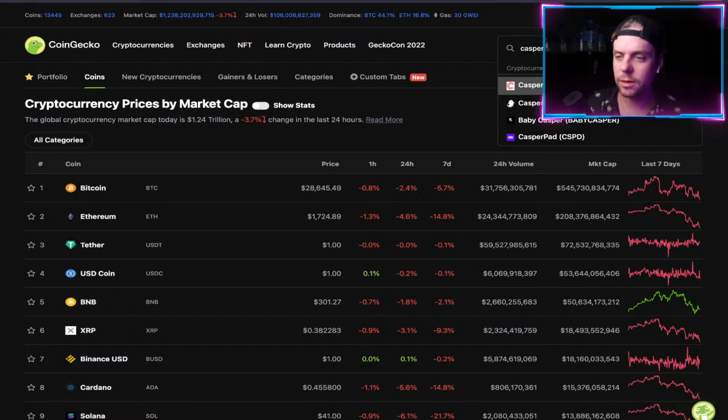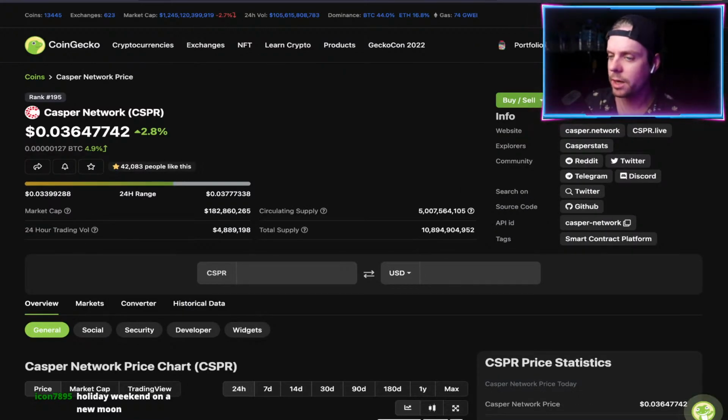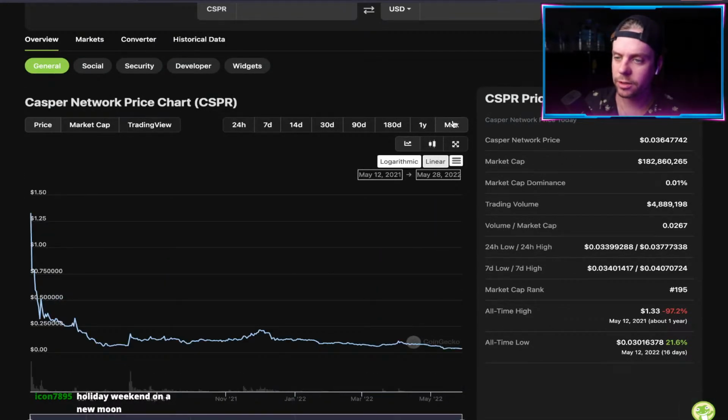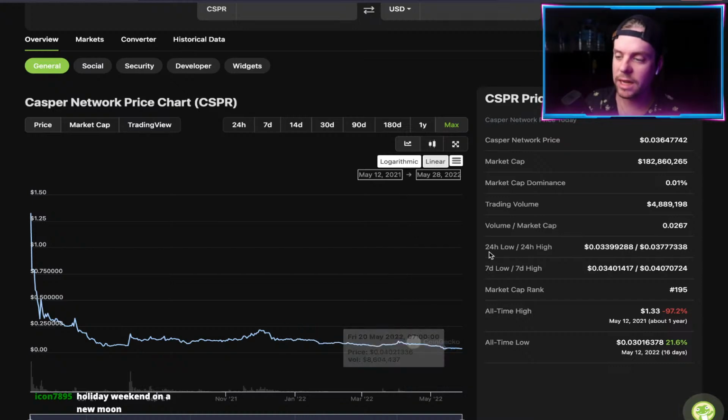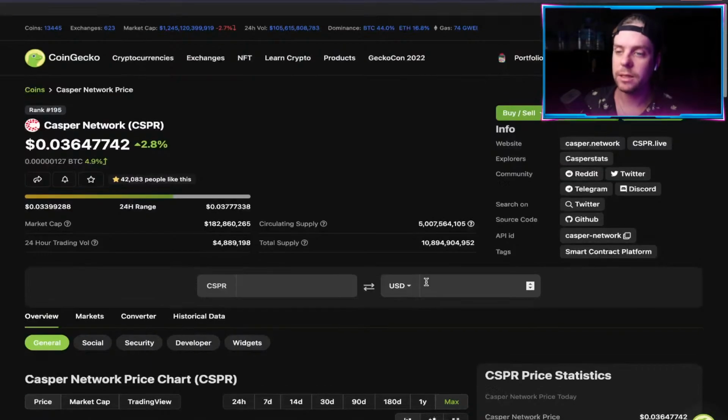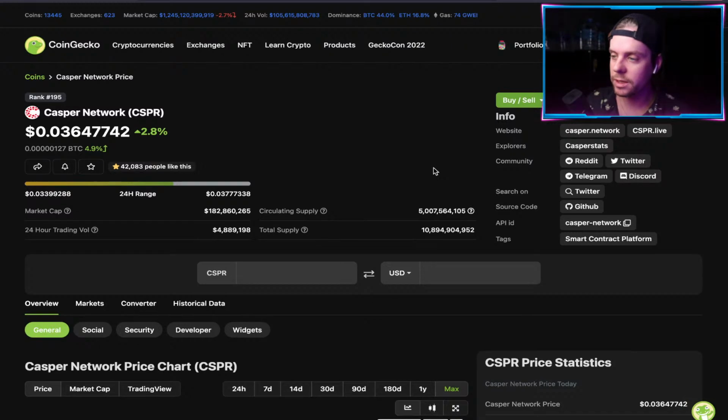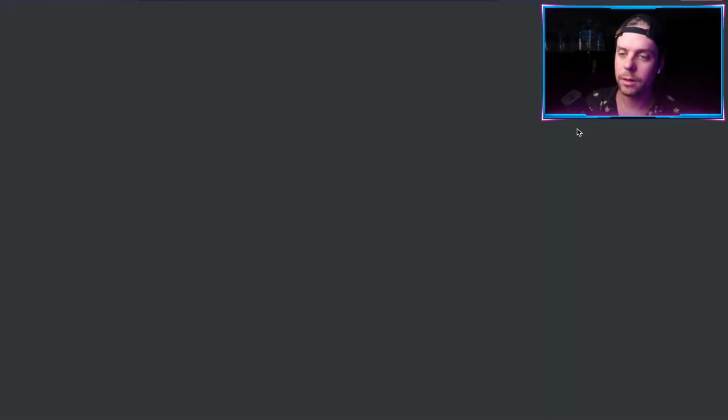Casper Network, ranked 200 on CoinGecko. Let's take a look at the structure before we get to accumulation. Now, what you need to interpret is demand. Is there going to be demand? That's very, very important. Total supply, 10 billion. Circulating supply, half of that. So it can stay down for a while.